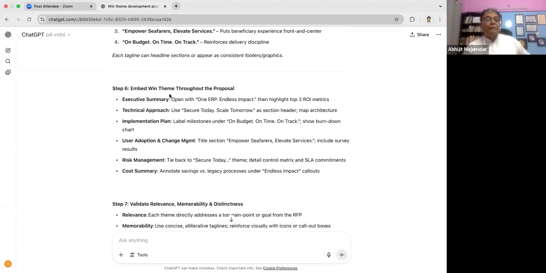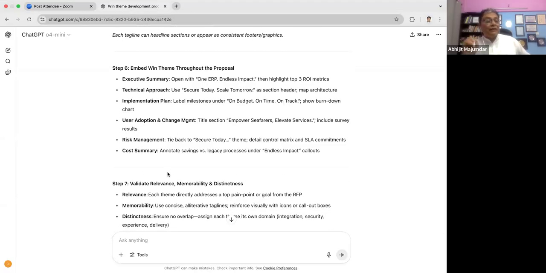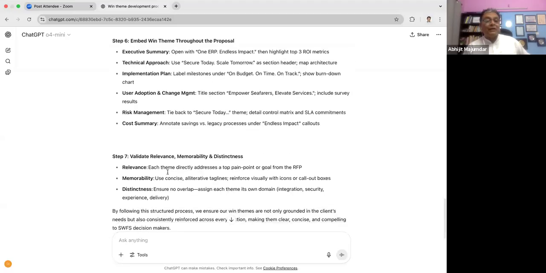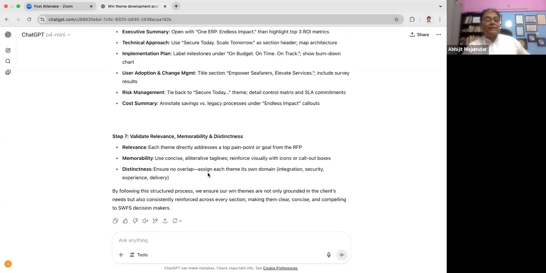Now, where do you embed it within your proposal? In the executive summary, one ERP, endless impact, and then give the top 3 ROI metrics. In the technical approach, use secure today, scale tomorrow, implementation plan, user adoption and change management, risk management, cost management. Wherever you can use your win theme, it is even telling you where to use it and how to use it also.